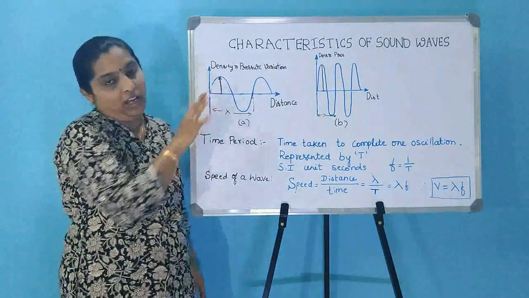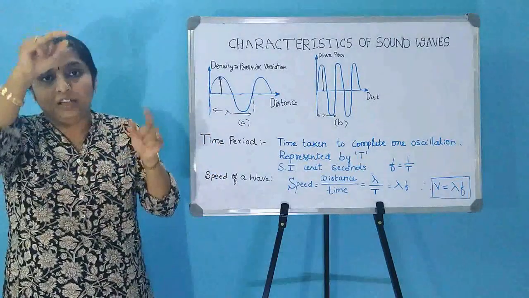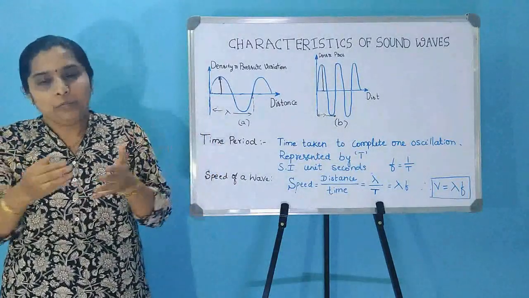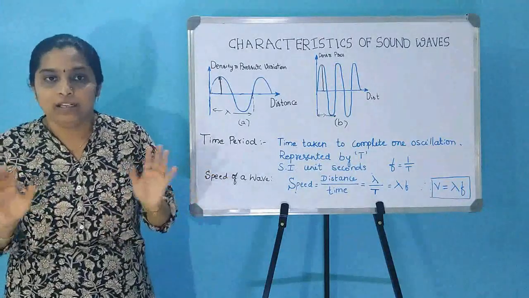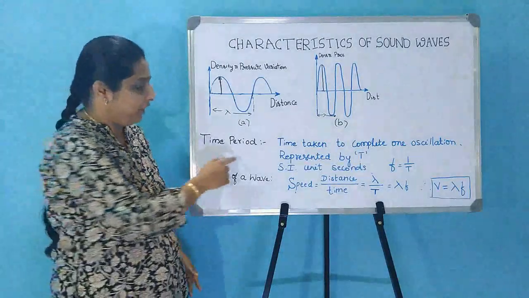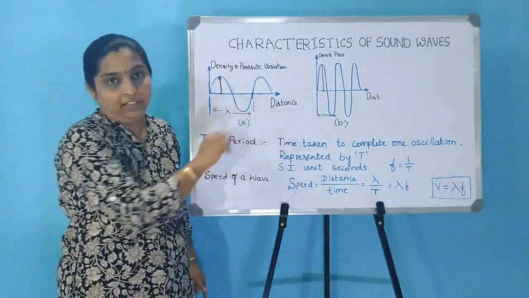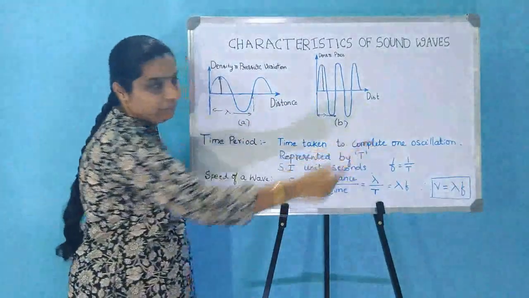Or else you can say this as the time taken to complete one compression and one rarefaction also. This is nothing but time. So, what is the SI unit of time? The SI unit of time is seconds. Like this only, the SI unit of time period is also seconds. And time period is represented by capital T.